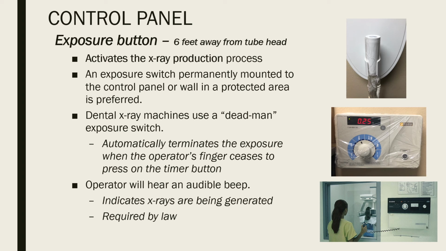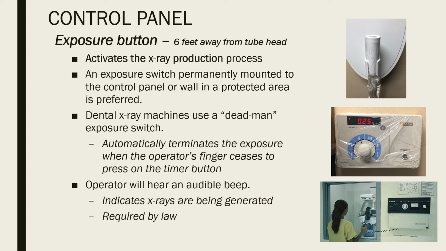This activates X-ray production in the X-ray machine. It must be located at least 6 feet away from the X-ray tube head or in a protected area. Without depressing the exposure button, no X-rays could be formed.